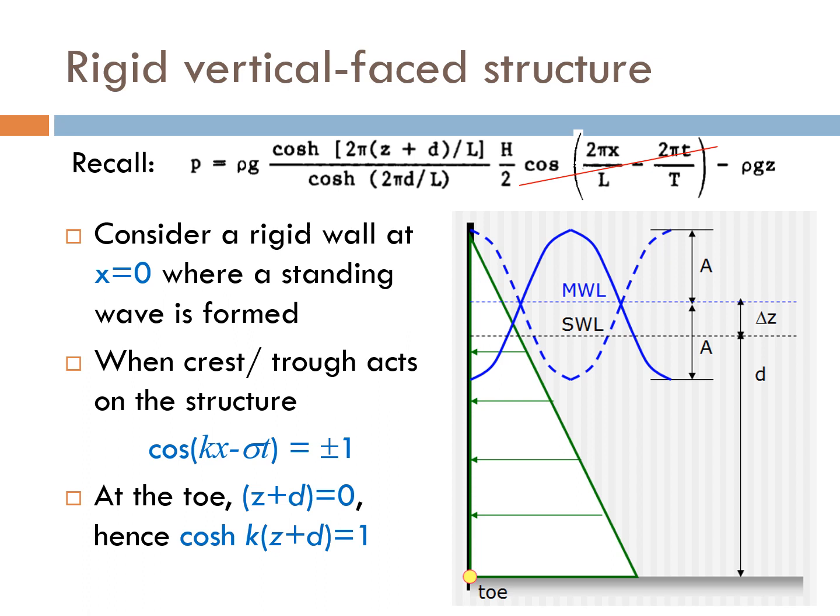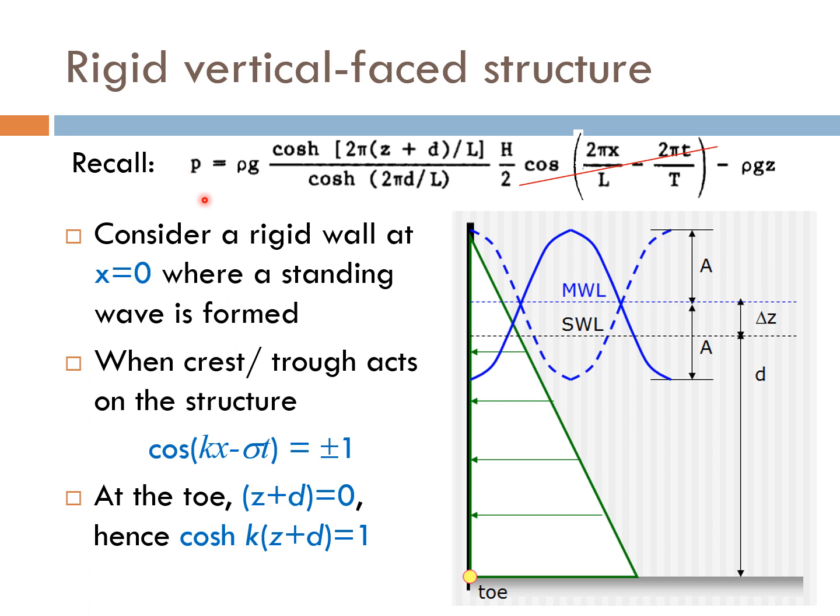Here we have a vertical structure where the still water level in front has a water depth of D. Due to wave setup, we have a mean water level which is at delta Z above the still water level and about which the wave fluctuates with an amplitude of A. This produces a triangular distribution of pressure in front of the structure which is maximum at the toe.